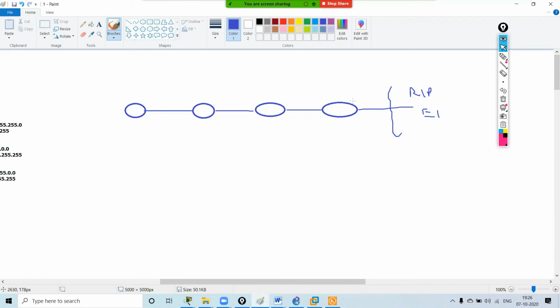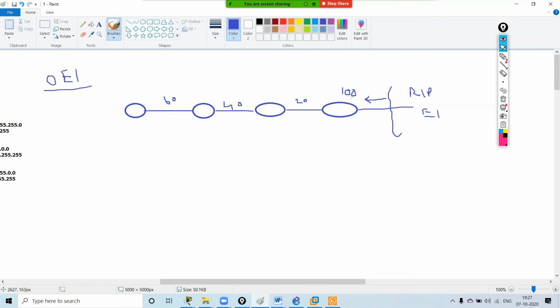suppose there is some cost between these routers. The cost between these two routers is 20, between these two it is 40, and here it is 60. From EIGRP to reach this router, the cost is, suppose, 100. Now, whenever I say O-E1 routes, O-E1 routes means the routes that are coming from external.